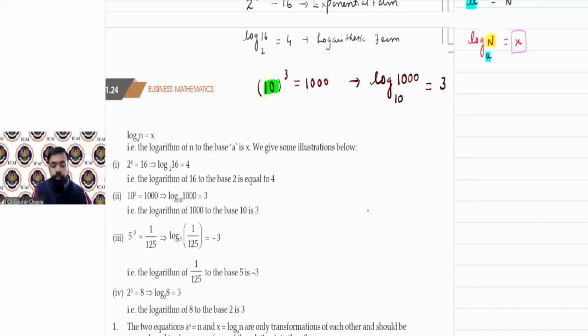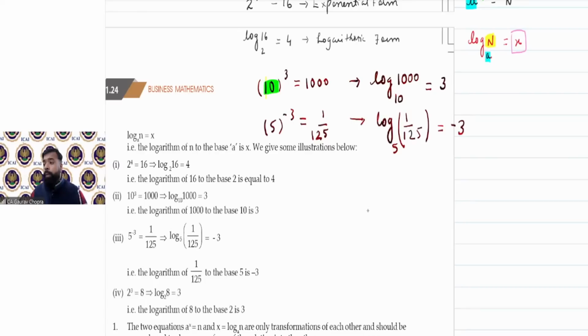So let's do one more. 5 to the power of minus 3. So as we know, 5 to the power of minus 3 is 1 upon 125. This is given. This is exponential format. Now we have to convert this. So log of. Now here we will be writing the result. 1 upon 125. Then base. What is the base? 5 is the base. And power. Power is negative 3. So log 1 upon 125 to the base 5 is equal to minus 3. Okay. So in this way, we can convert.